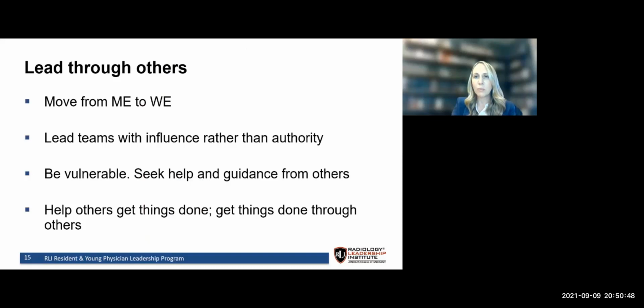Which brings me to principle 4. Leadership is about relationships more than anything. There is no way I could have had any successes without having my teams working with me. And I've mentioned this before. We need to move from me to we. We need to lead teams with influence rather than authority and be vulnerable. Seek help and guidance from others and help others get things done or get things done through others.